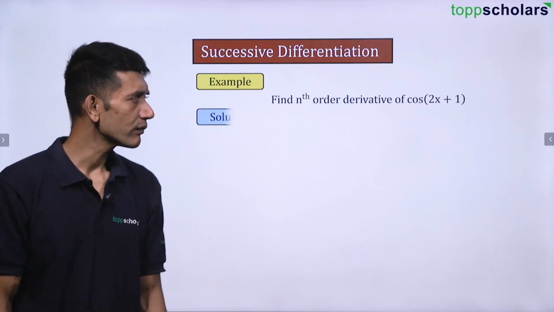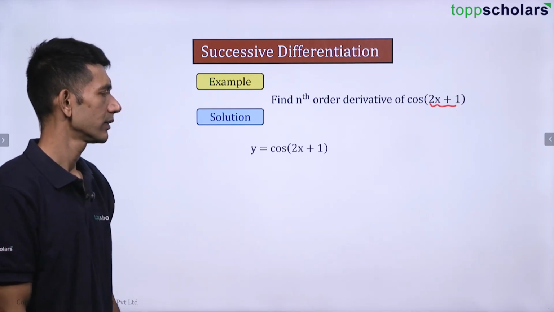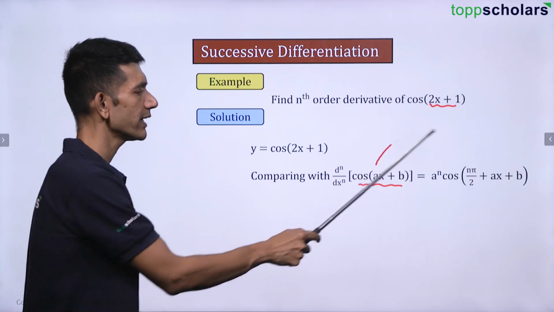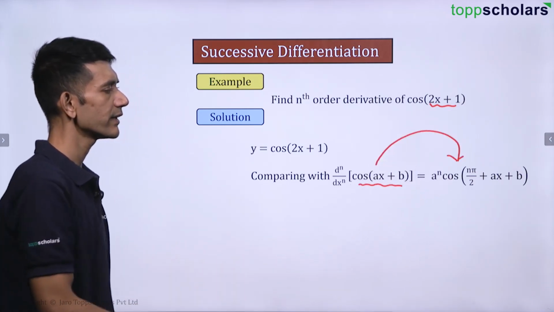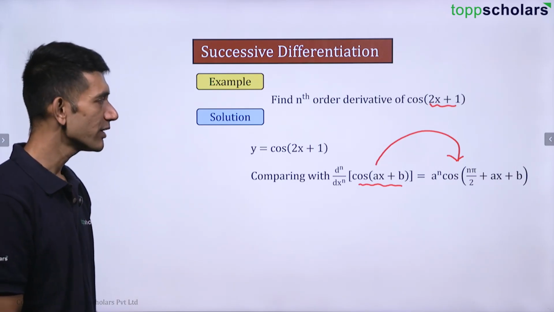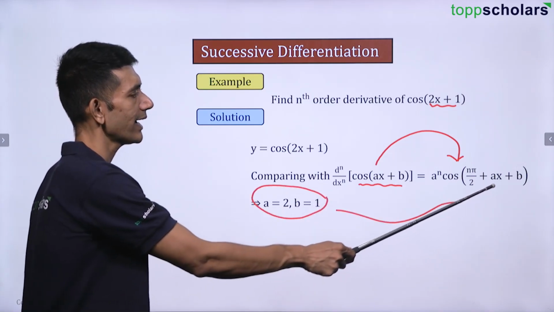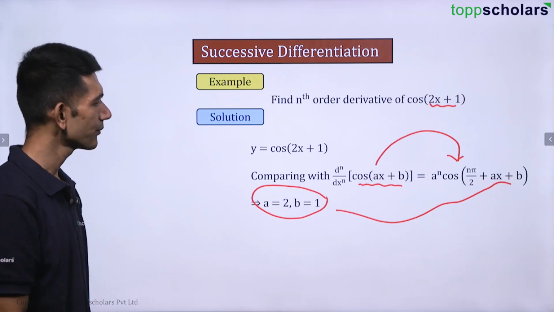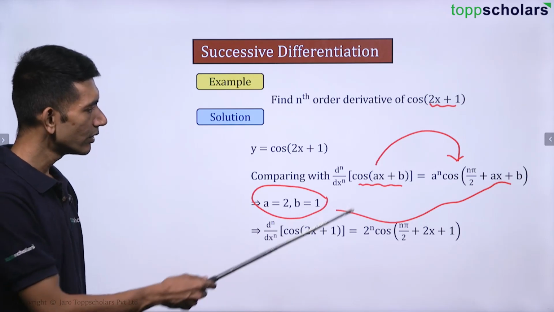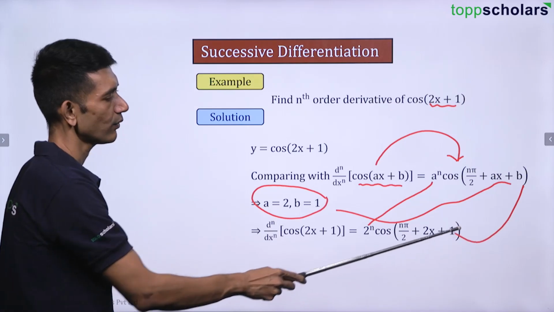Find the nth order derivative of cos of 2x plus 1. This is like cos of ax plus b, isn't it? Okay. So this is cos of ax plus b. And we know the nth order derivative of cos of ax plus b is a raised to n cos of n pi by 2 plus ax plus b. Here a is 2, b is 1. So wherever you have a and b, just put 2 and 1. So yes, this is what you get. I hope this is clear to all of you. Instead of a, we have 2. Instead of b, we have 1.